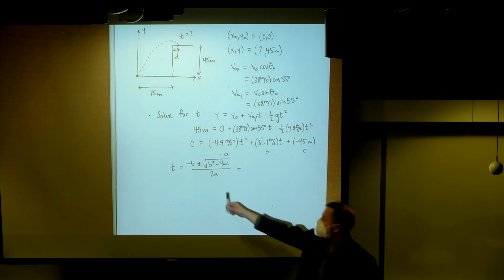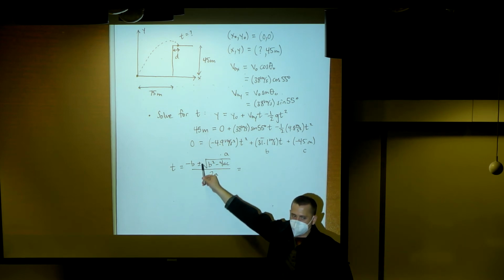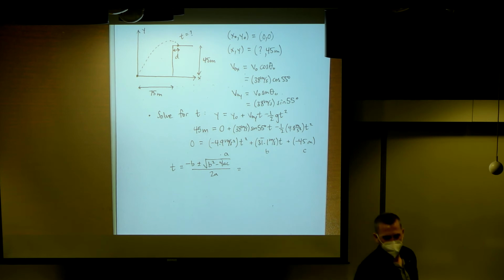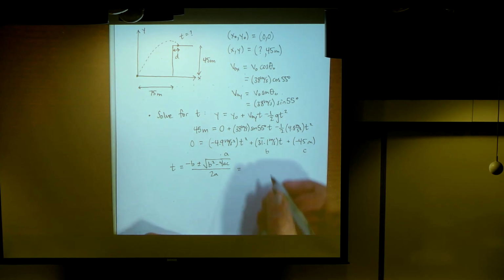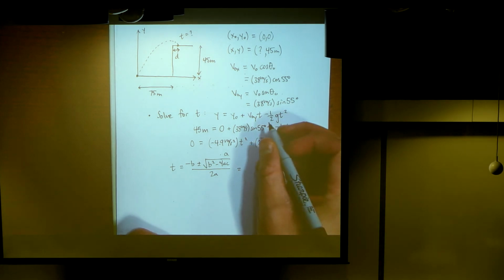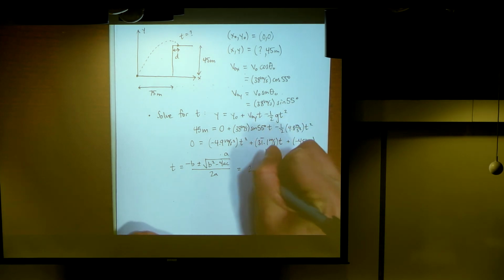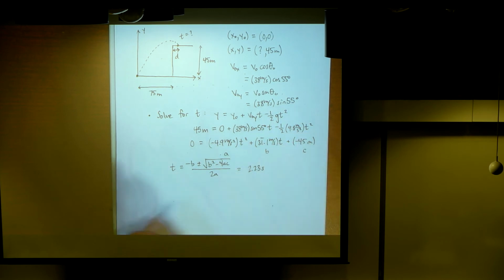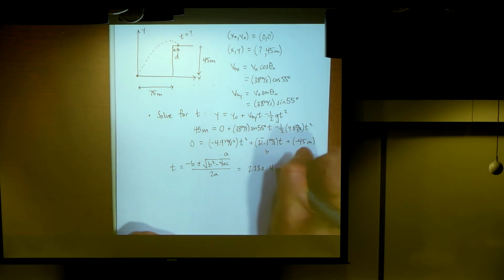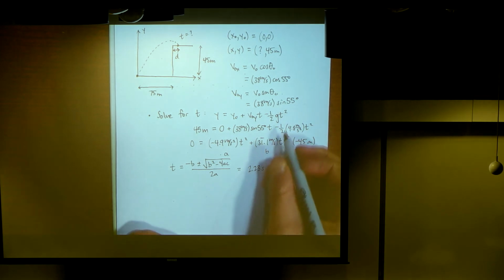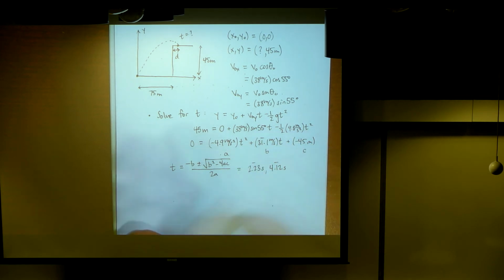We get two solutions, right? Because for one, you apply the positive sign. For the other, you apply the negative sign. 2.23 seconds and 4.12 seconds. Okay, so 2.23 seconds, that's one of them, that's correct. And yeah, the other is like 4.12 seconds. Let's keep track of our sig figs here.